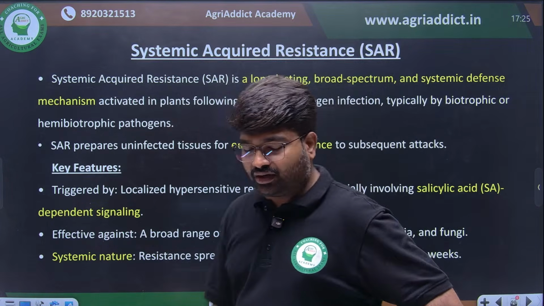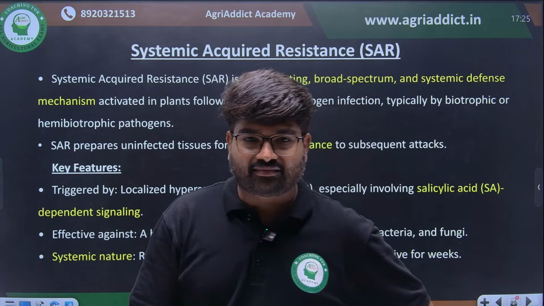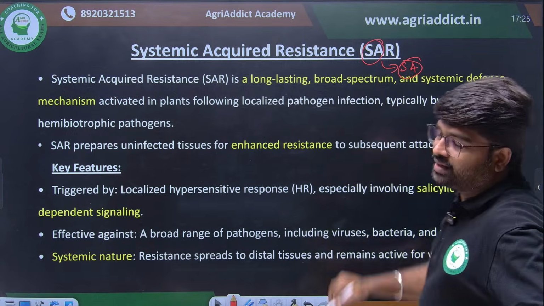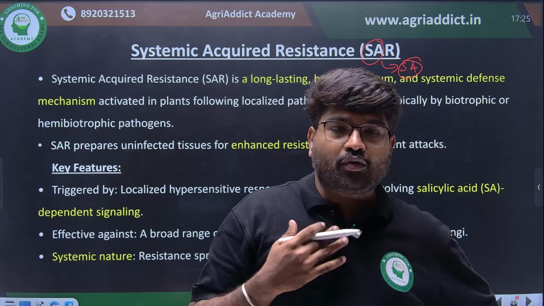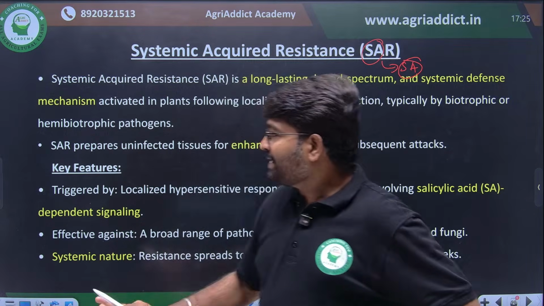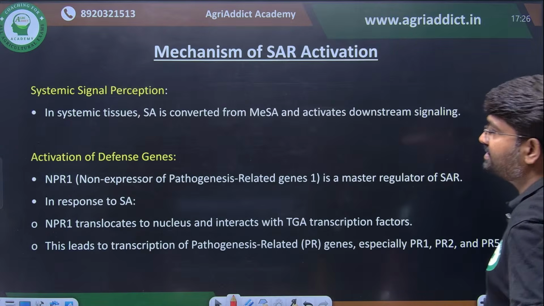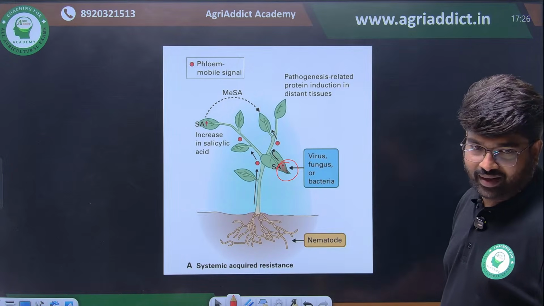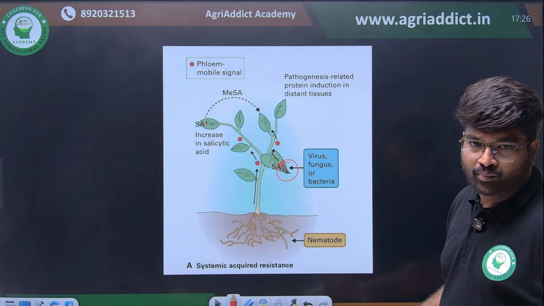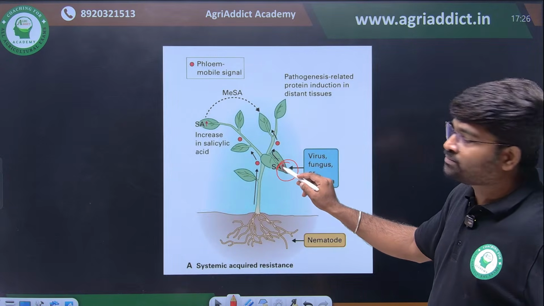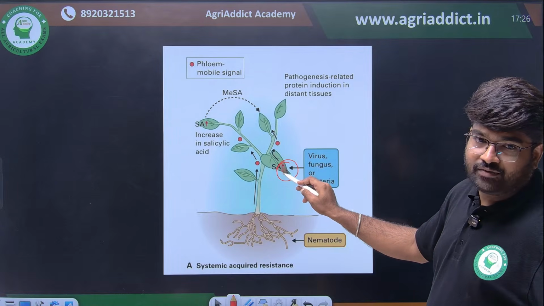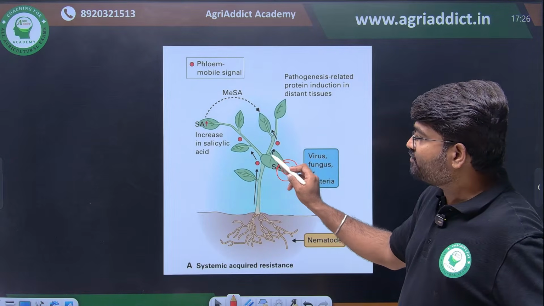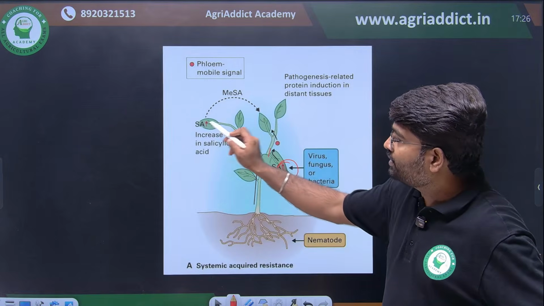Then another most important thing, systemic acquired resistance. I already told you that salicylic acid is primarily involved in systemic acquired resistance. Now we are going to see what is meant by it. I will show the figure, which will be easy for you. If this is a plant, and the pathogen infects a particular tissue of the plant, the salicylic acid accumulation will be higher there. This accumulation of salicylic acid leads to the synthesis of mobile signals that will be translocated away from the infected tissue and spread throughout the tissues of the plant.